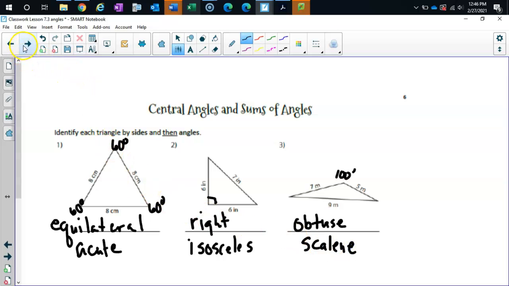Obtuse scalene. Guys, to be honest right now, we've done a lot of problems naming triangles, and you should be good at that at this point. If you are not, you need to let Mr. Rizzi know so you can get some extra help.